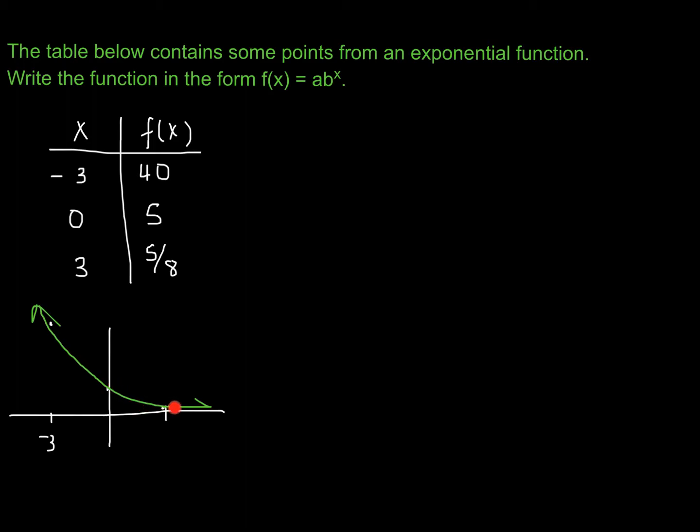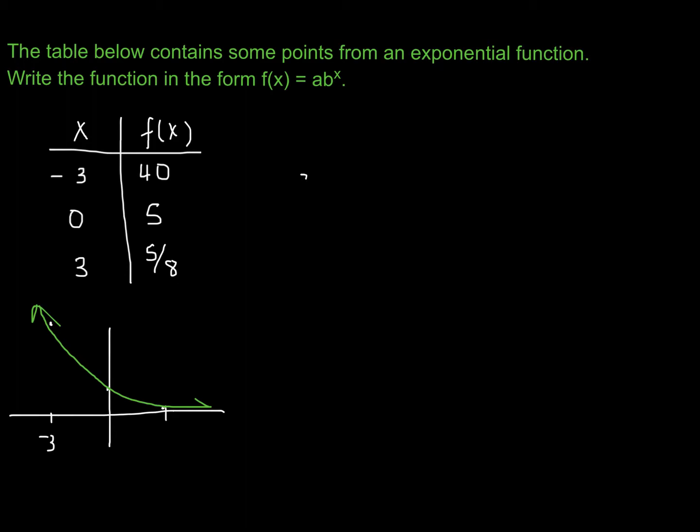Well, if every time I'm raising it to a higher power, it's getting smaller, my b value must be less than 1. And if every time I raise it to a negative power, it's getting bigger, that's got to be less than 1. So I know already what I'm expecting, and that's very helpful. And so now I can just go and actually find them.